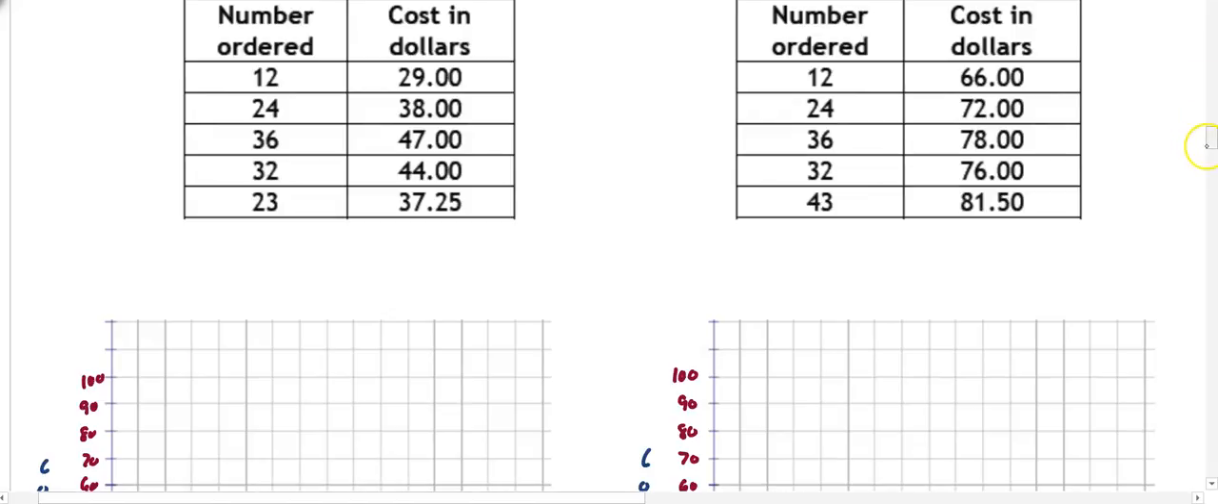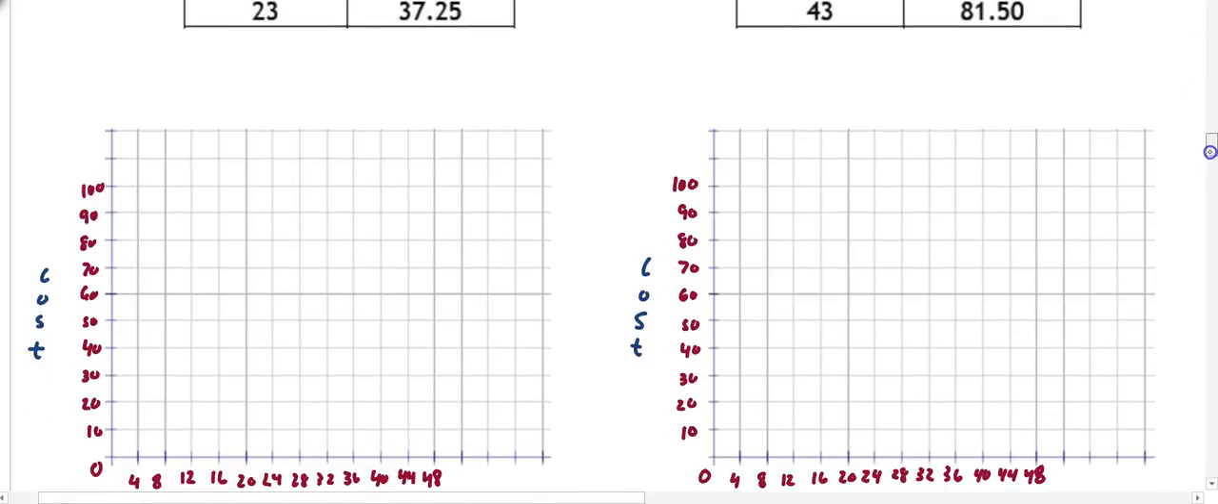So one point that I have is 12, 29. So I'm going to go to 12 roses and $29 and place a dot. Then the next point I have in my first table is 24 roses for $38. Then I have 36 roses for $47. Then I have 32 roses for $44. And I have 23 roses for $37.25.